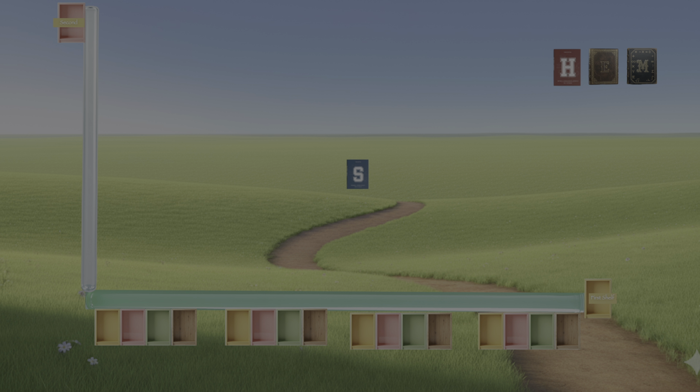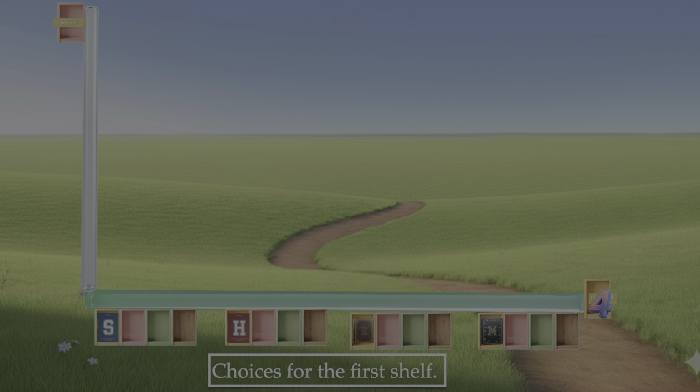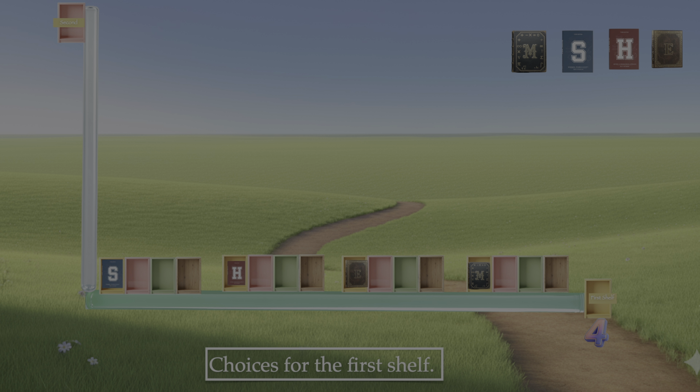For the first yellow shelf, there are 4 possible choices. We can place either the science book, history book, English book, or math book. This gives us 4 possible ways to choose a book for the first shelf. After placing the books on the first yellow shelf, we move to the second shelf. Since one book is already on the first shelf, only 3 books remain for the second shelf. The second shelf is along the y-axis, so we now place the 3 available book choices vertically, representing all combinations for the second shelf.